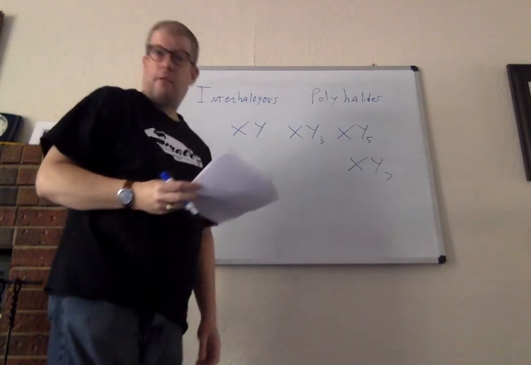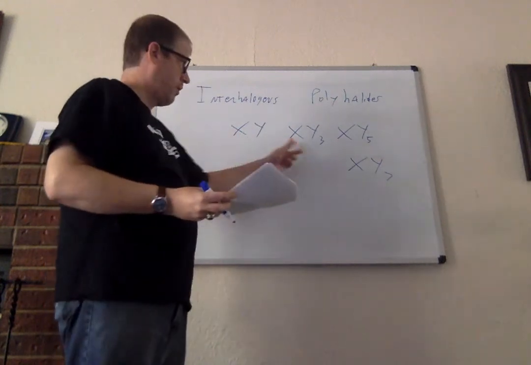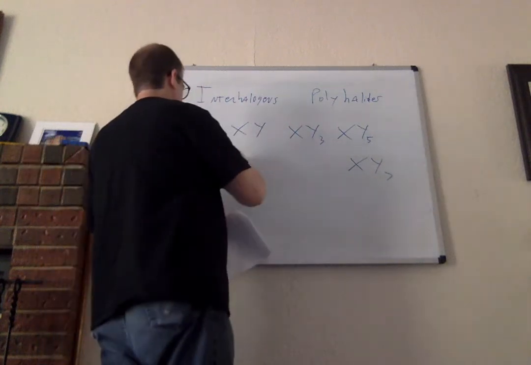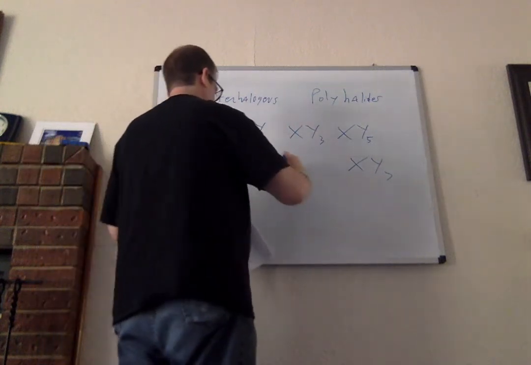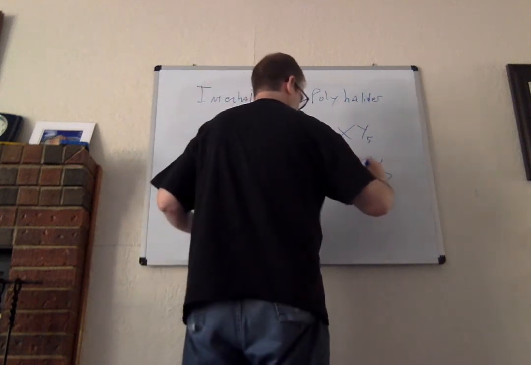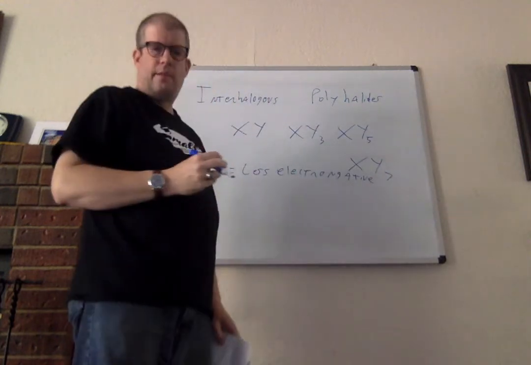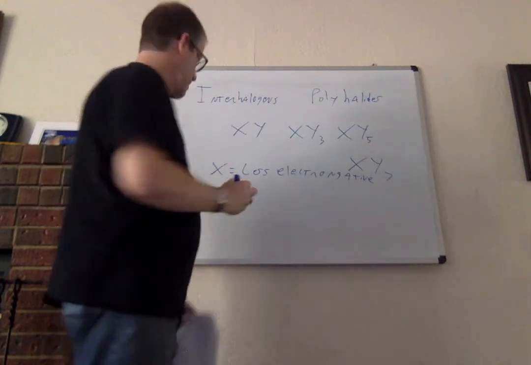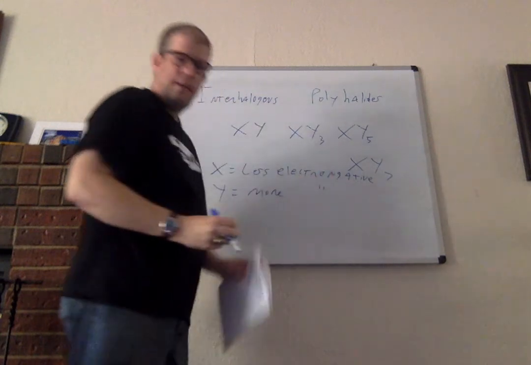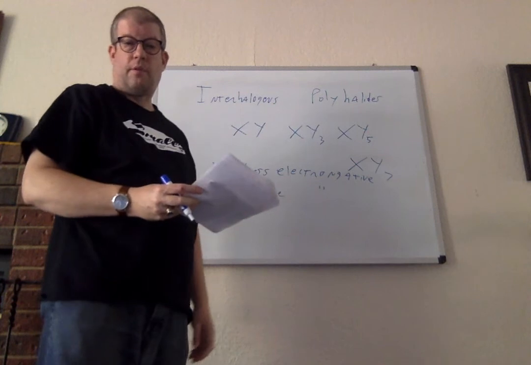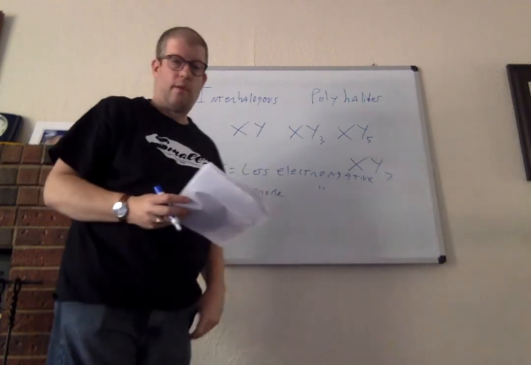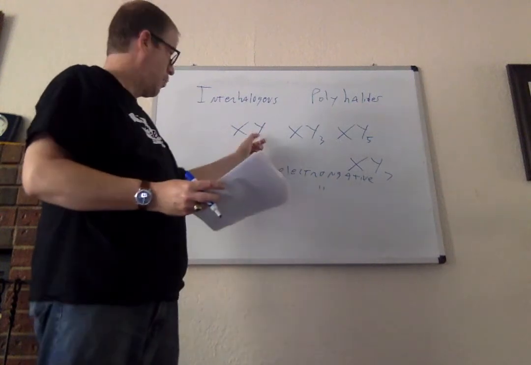You may be seeing a pattern here where we have formal oxidation states 1, 3, 5, 7. What's the X and the Y? X is a less electronegative halogen, and Y is the more electronegative one. So these are compounds of 2 different halogens, and they exist in these 4 possibilities where X is a less electronegative element and Y is a more electronegative element.